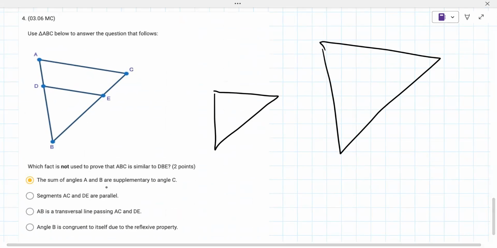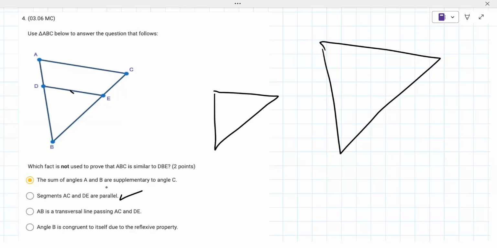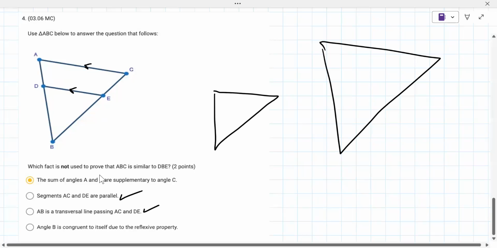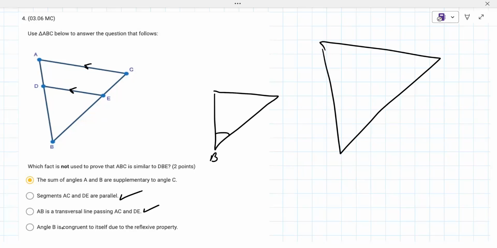Okay, so just like in the previous problem, the segments have to be parallel. That has to be the case because then you get a transversal. That's the next one. And then angle B is congruent to itself. Well, it's the same angle in both. It has to be congruent to itself. So here is the correct answer for that. It's actually very much the same as the previous problem.